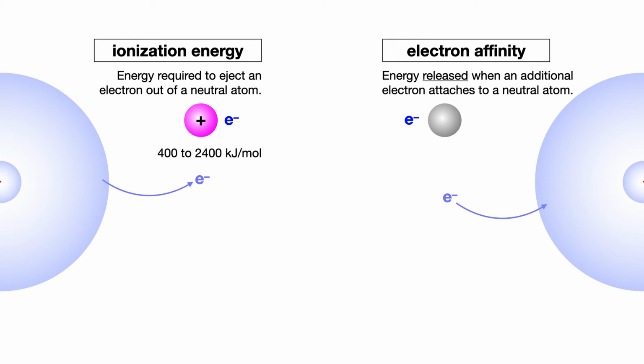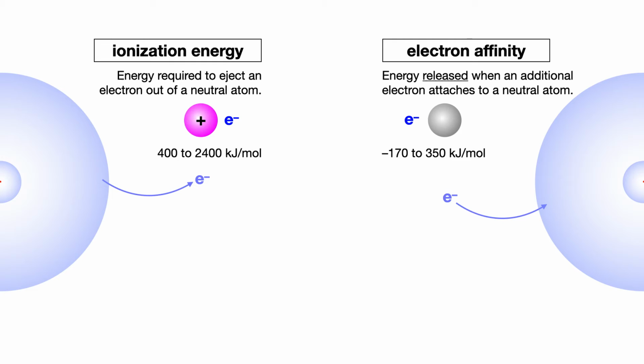Now, as the electron gets very close, it begins to feel attraction for the atomic nucleus. At the same time, it's feeling repulsion for the electrons in the original atom. And so, depending on the balance of attractions and repulsions, the energy that's involved is typically small, and it's in the range of negative 170 to positive 350 kilojoules per mole.